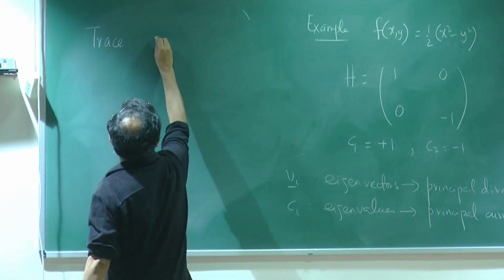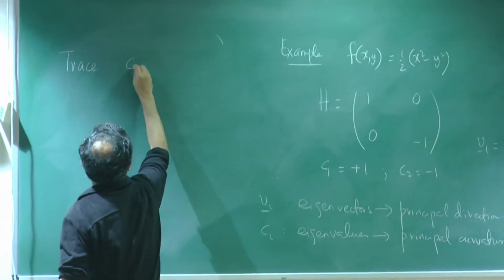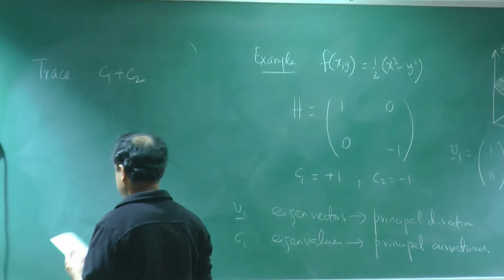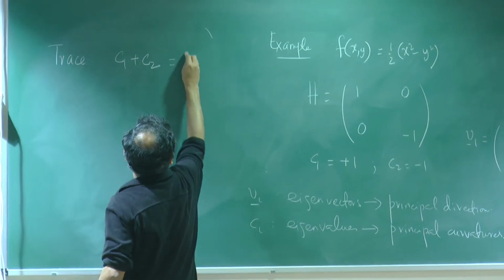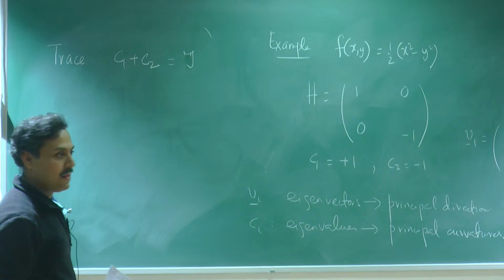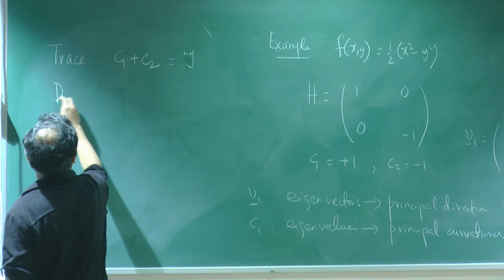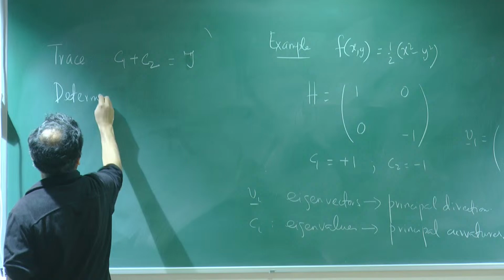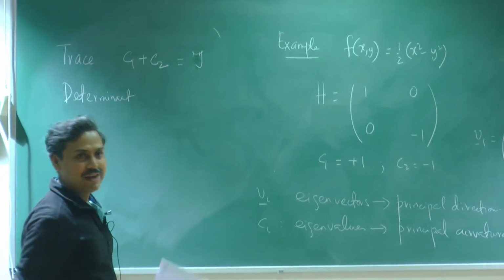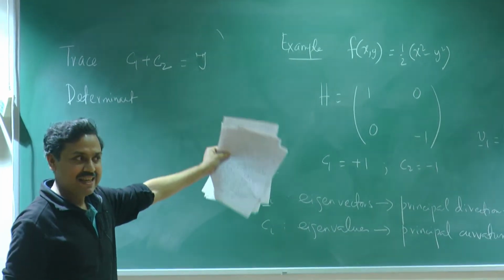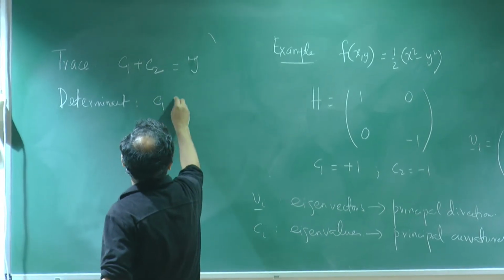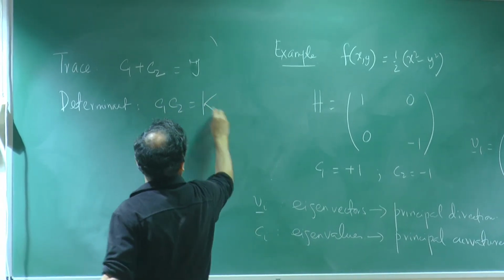The definition is that the trace would just be C1 plus C2, and I'm going to call this J. And the determinant is clear. At least if you just keep in mind this example, then also it will work. The determinant is basically C1 times C2, and I call it K.